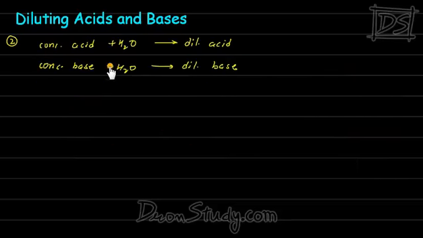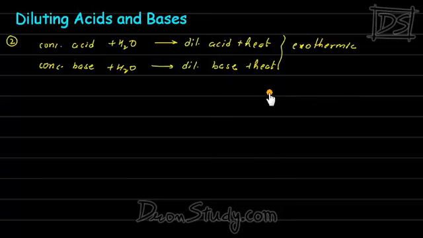Now let's see the second scenario: whenever we add water to a concentrated acid or base, it becomes a dilute acid or base. The change that occurs here is actually an exothermic change. That means whenever we add water to concentrated acid, it becomes dilute acid, and along with that a lot of heat is produced. Similarly, in the case of bases, a lot of heat is produced.